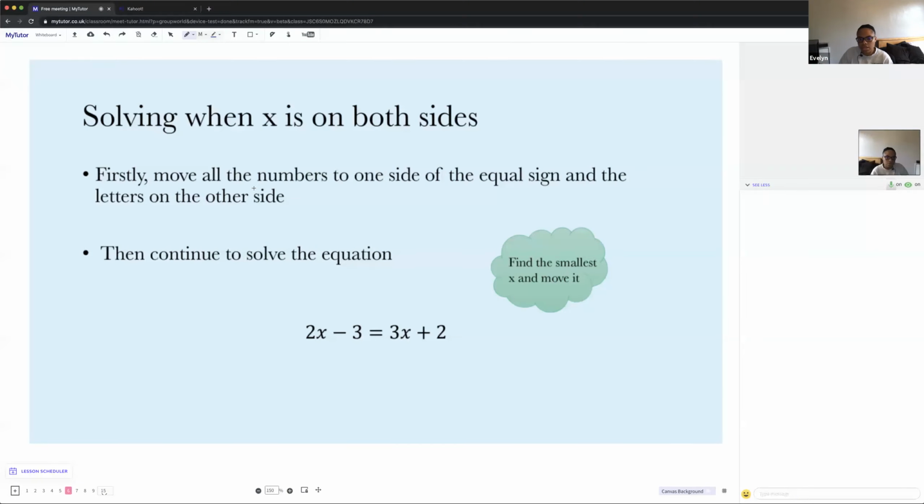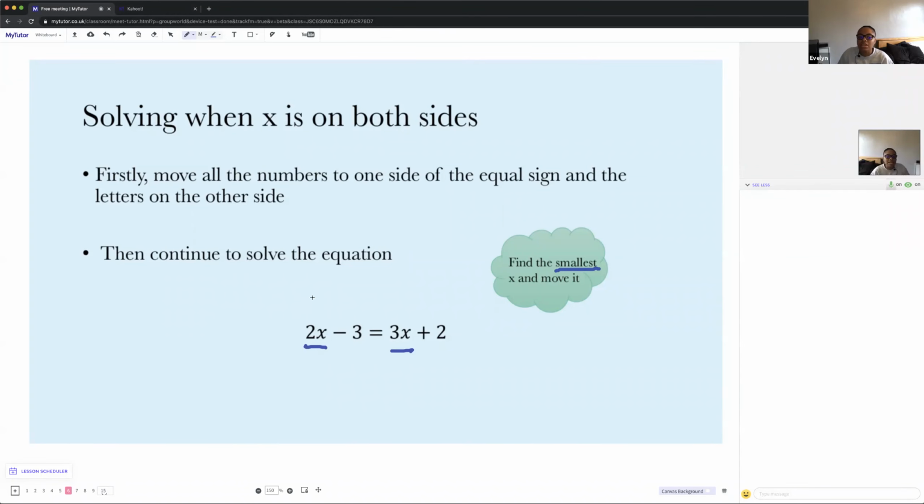A good tip to make this a little bit easier is, when you're moving the letters and the numbers, move the letters first, but find the smallest x and then move it. What I mean by this is, if we look at the example below, we've got 2x over here and a 3x on the other side. Which one is smaller? Is it 2x or 3x? Well, it would be 2x, because 2 is smaller than 3.